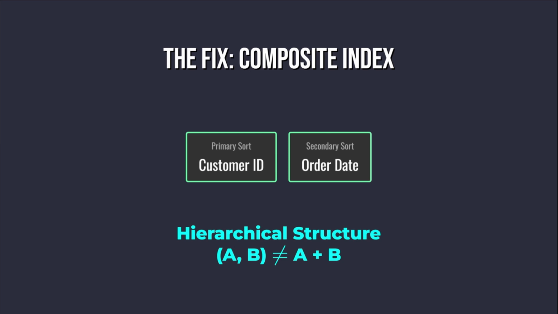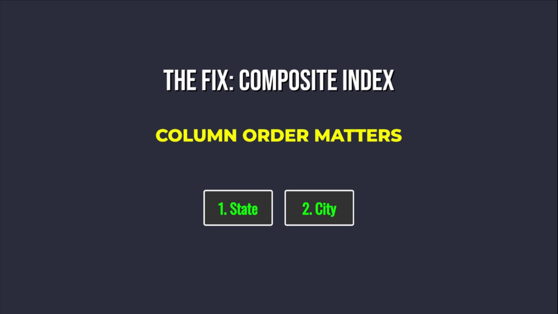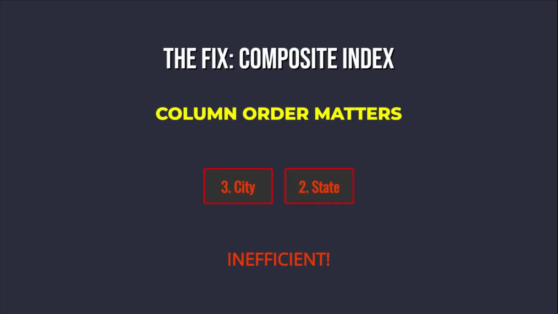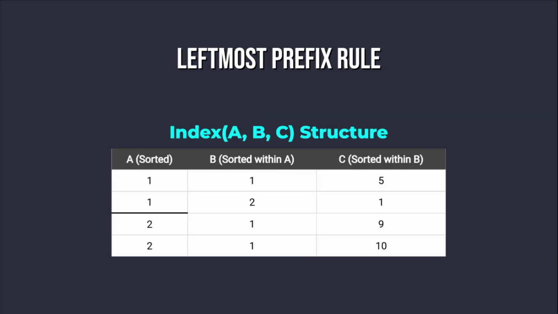We are not simply concatenating columns, we are creating a hierarchical search structure. This composite index must be defined with careful column ordering to ensure maximum utility across your most critical query patterns. Misordering the columns renders the index useless for most common lookups, forcing the optimizer back to inefficient plans. We will immediately define the critical rule governing this structure, the leftmost prefix rule.